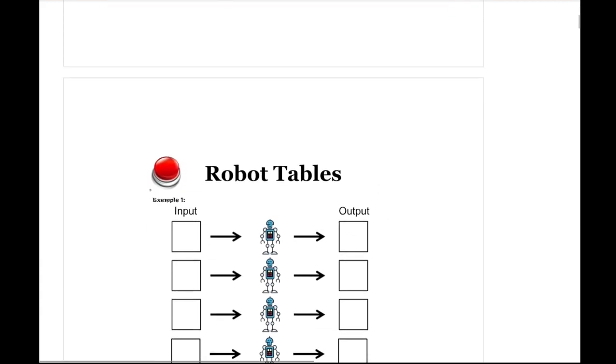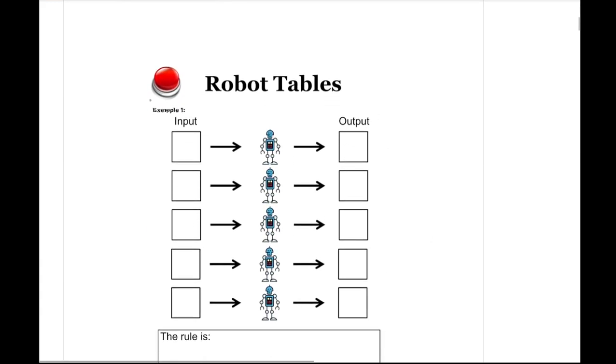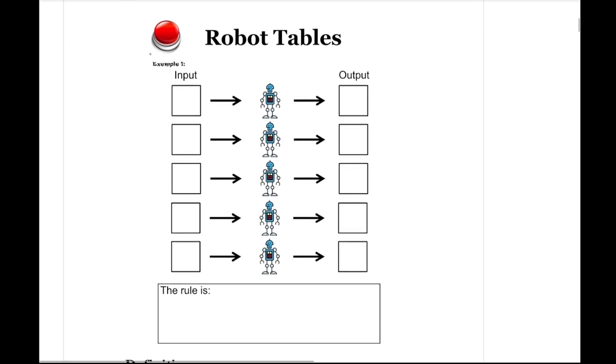So, I have an input column and an output column, and the way this works is I'm going to give my robot a number, and it's going to generate a new number or an output. So let's say, for example, I input 3. I put that into my robot. It does a small calculation, and I get 21.